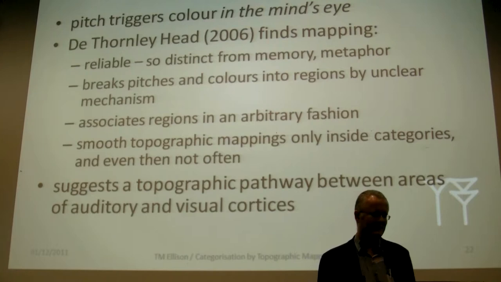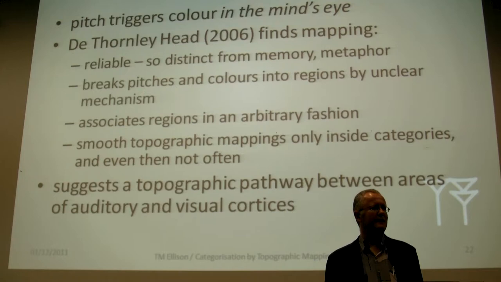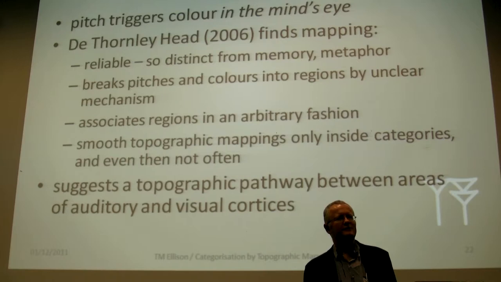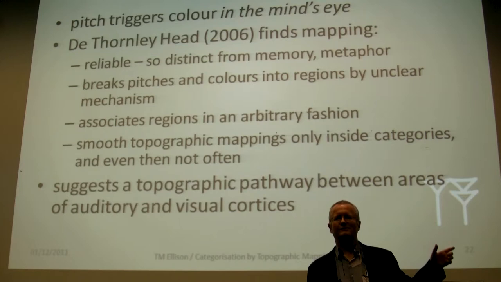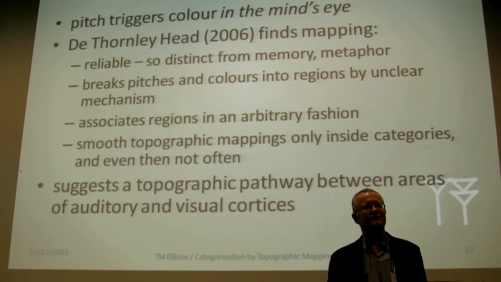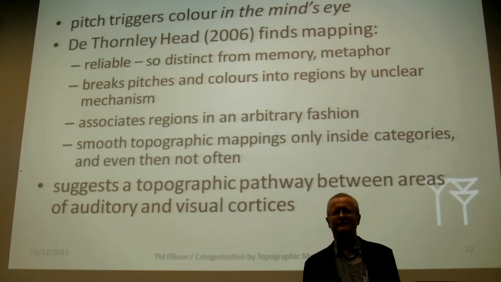Secondly, what we get is a breaking down of pitches and colors into chunks, which have no clear mechanism. There's no clear reason for breaking at the points at which those chunks are broken, and it varies from person to person. Also, these chunks are associated in an arbitrary fashion. So it's not like one color is regularly used to represent high pitches and another color regularly used to represent low pitches. It doesn't work like that. And any topographic relationship only happens within the categories, and that's de Thornley Head speaking, not myself there. And even then, it's not that often. It's pretty much what we were predicting for this kind of association.